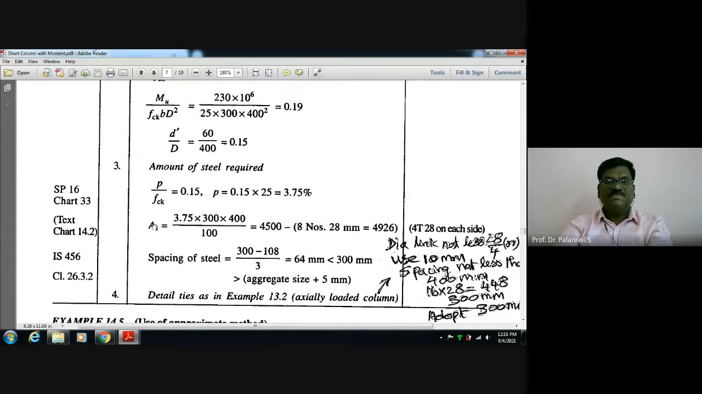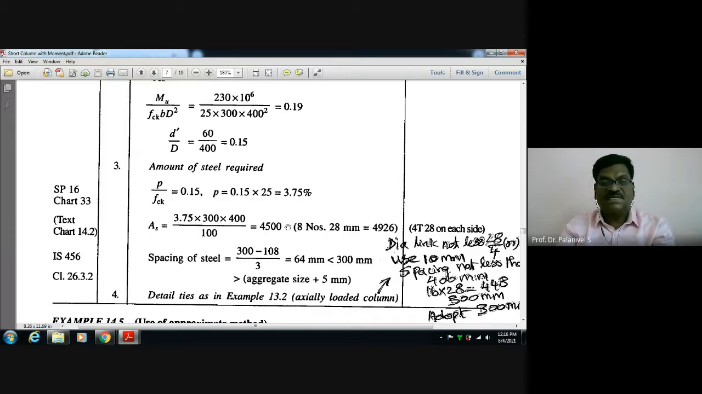Therefore, the area of steel required: percentage of steel means P by 100. So 3.75 divided by 100 into B D, 300 into 400, which is equal to 4,500 mm square. 4,500 mm square is the area of steel required.